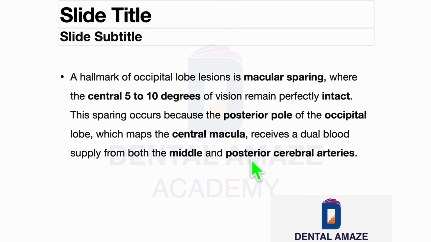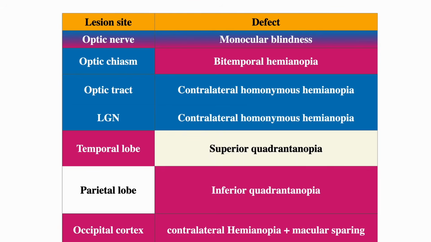The other area receives blood supply from the posterior cerebral arteries, the PCA, but this particular posterior pole area receives supply from the middle cerebral arteries as well. Okay, that will be it. So that's the difference. Also, I think this will be very simple.